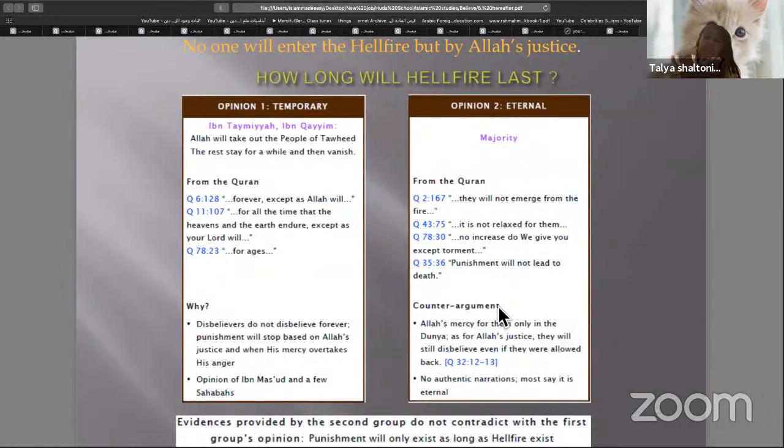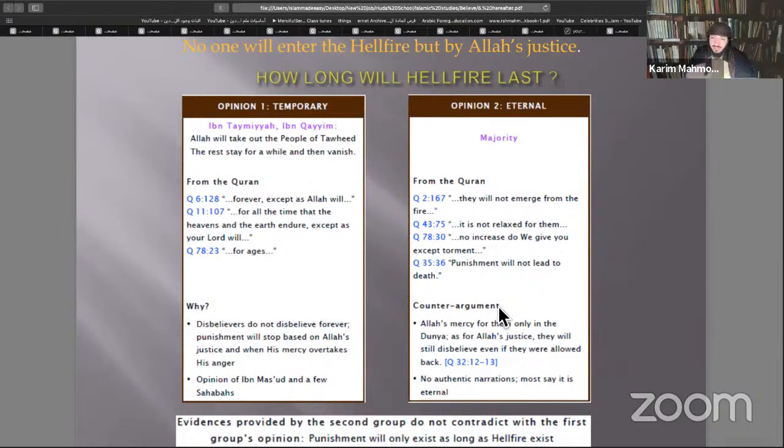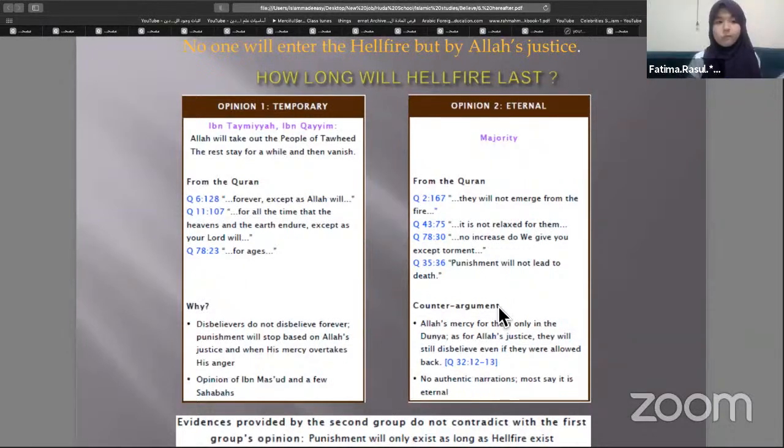Okay. And nobody will remain in Hellfire except the ones who did not believe in Allah or Islam. These are the ones who are going to stay in Hellfire. And these people, will they ever come out of Hellfire? Never, ever. Okay. They will stay in it forever and ever.